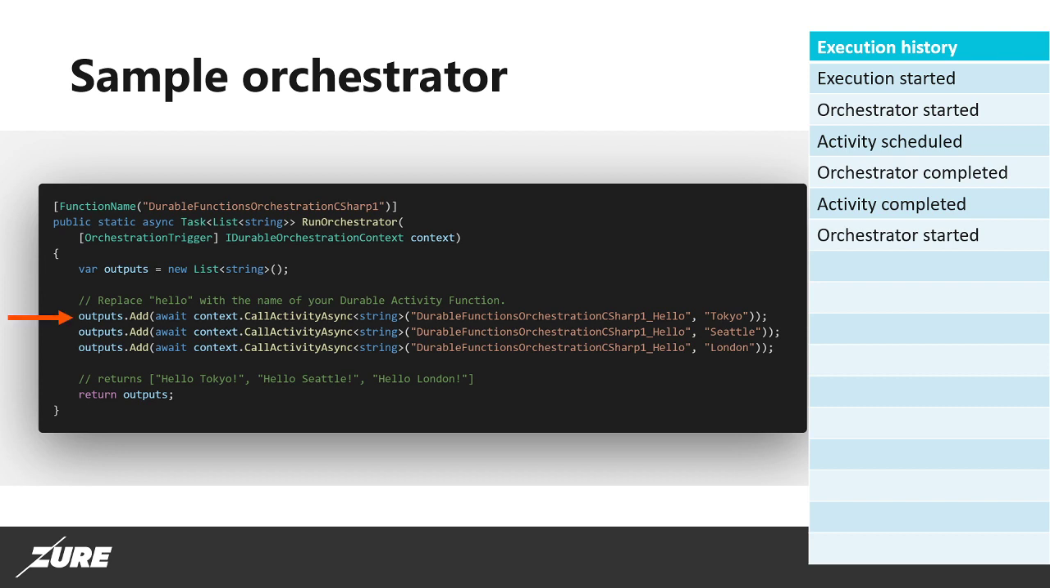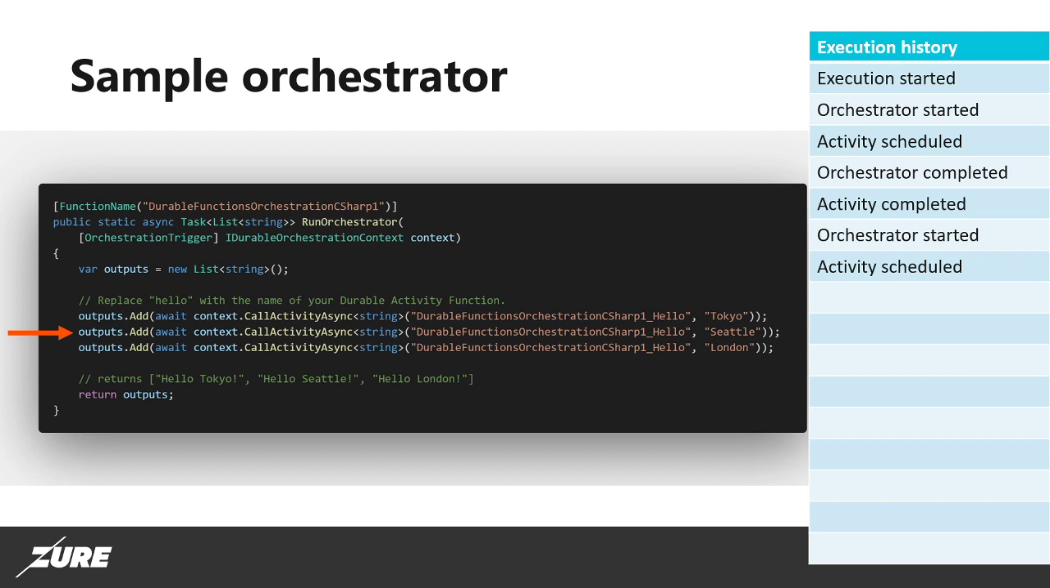We initialize the list. Now when we get to the second line, it looks at the execution history table and sees that there is an activity completed event. So okay, we have completed this activity. We'll just get the result and put it in the list and continue.